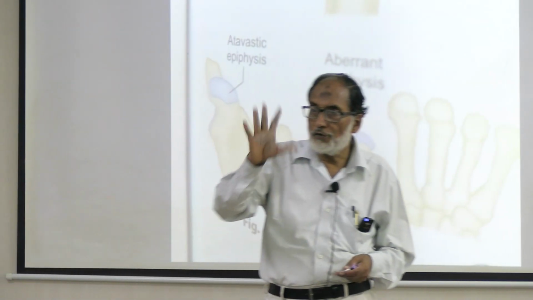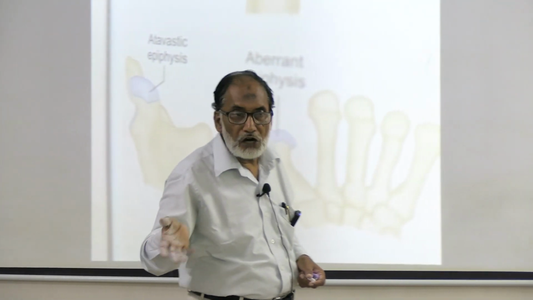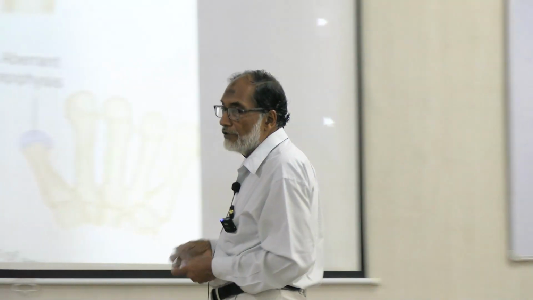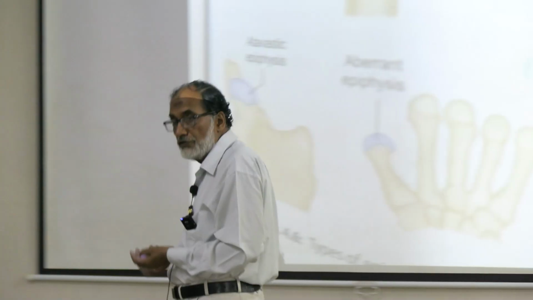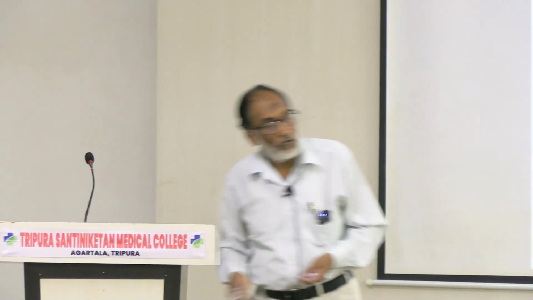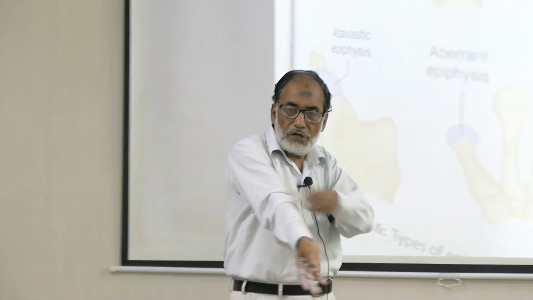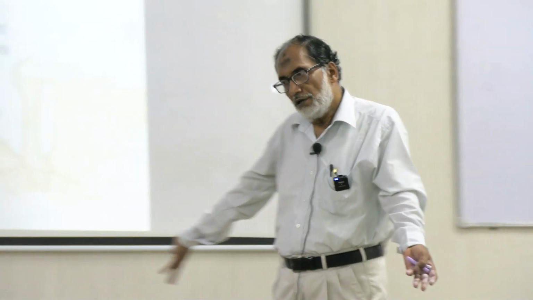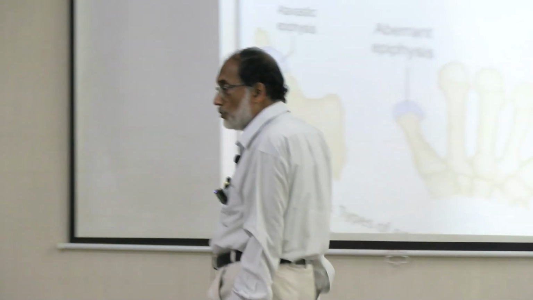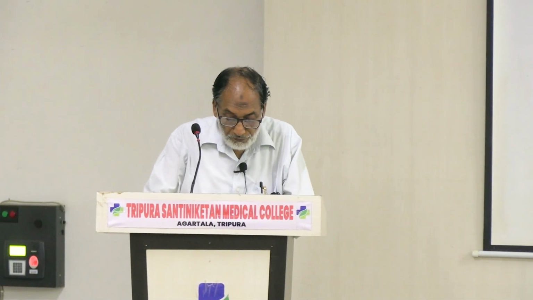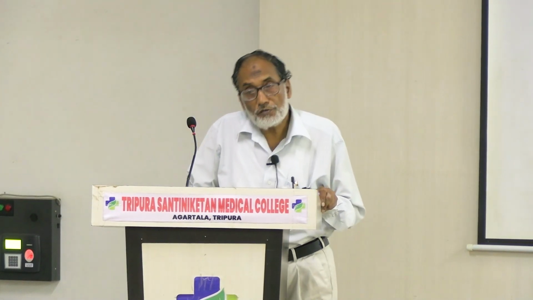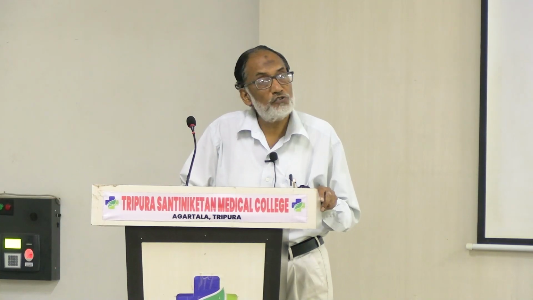How many total bones do we have? 206. Out of that, axial bones are 80, and the rest, 126, are appendicular skeleton. And the appendicular skeleton is the upper extremity and lower extremity. This is the division according to position. And according to structure, I have already told you: compact bone and spongy bone.